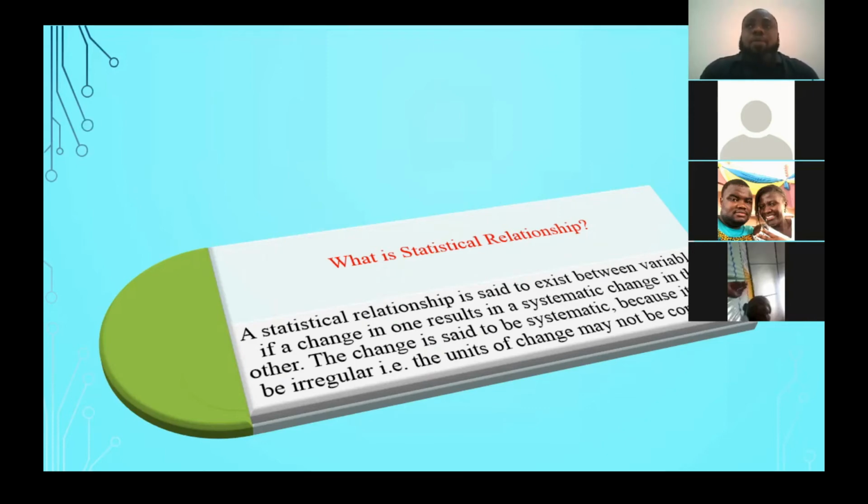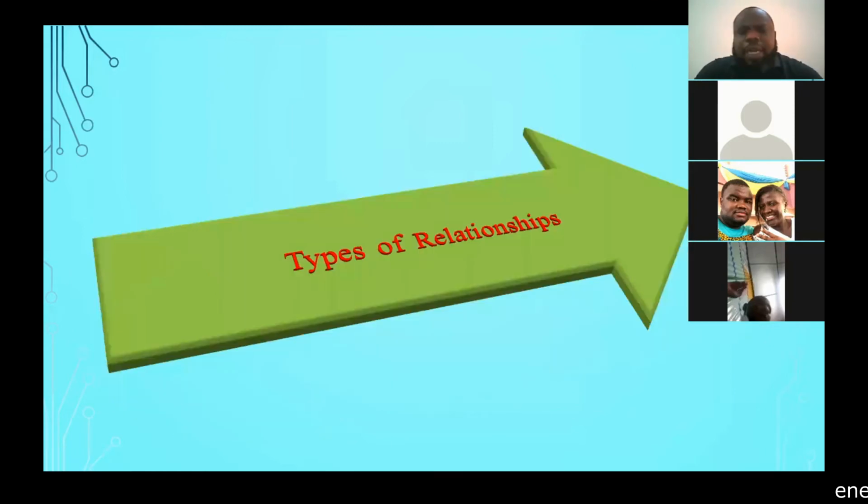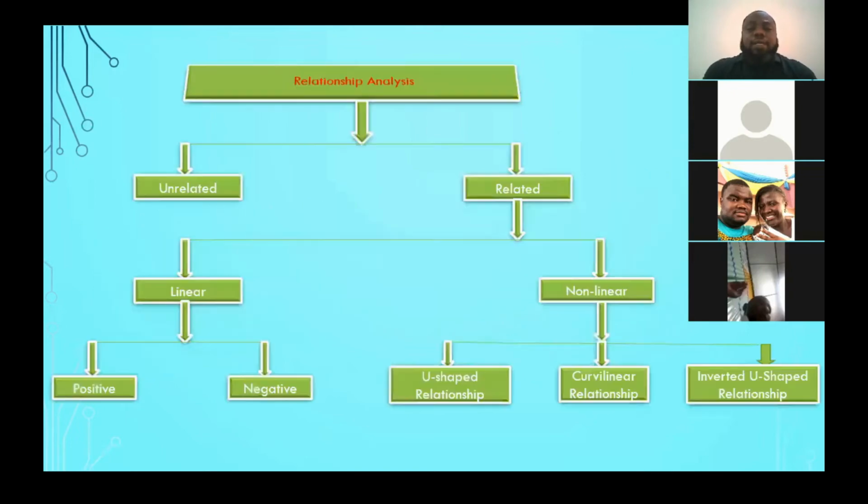It means that for every 1 unit increase in the first variable may not necessarily mean a 2 or 3 unit increase in the next. That increase may be irregular. That's why we say systematic, depending on the nature of the data. The unit of change may not be constant, is what we are saying. We have different types of relationship, and that will be considered in our next slide.